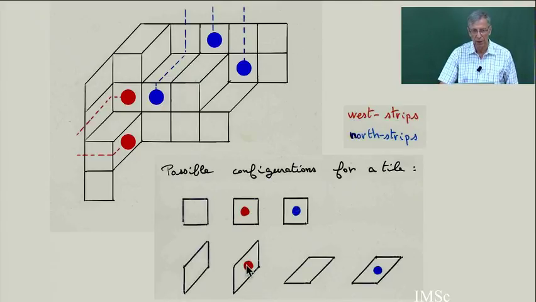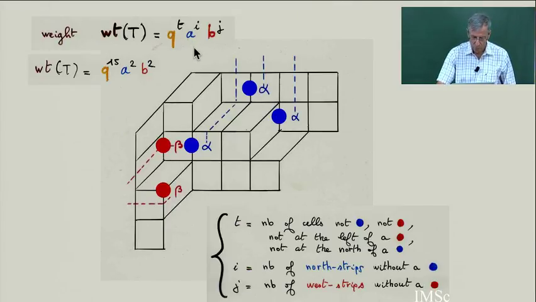So for this kind of tile, you cannot put a blue. For this kind of tile, you cannot put a red. Because putting a blue here, there's nobody above, I cannot define a blue line. So this is a possible configuration of colored points on my diagram, with the condition: nobody on the left going left or southwest, and nobody in color going north or northeast. And you can define the weight of such a tableau. So it's q power t, a power i, b power j. The weight of this one is q power 15, a power 2, b power 2.